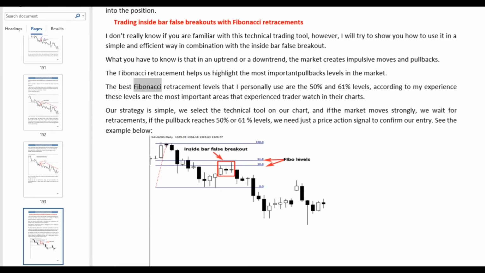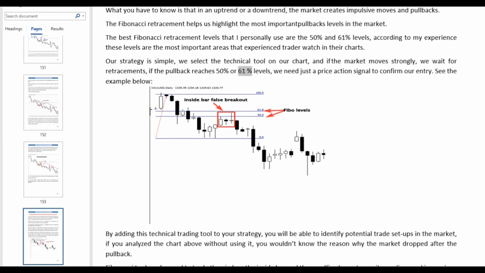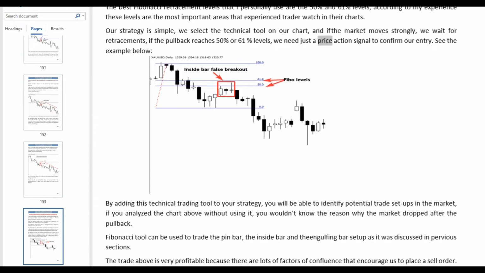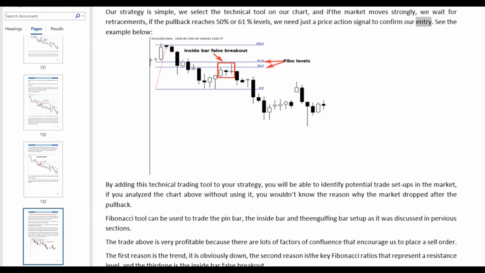The best Fibonacci retracement levels that I personally use are the 50% and 61% levels. According to my experience, these levels are the most important areas that experienced traders watch in their charts. Our strategy is simple: we select the technical tool on our chart, and if the market moves strongly, we wait for retracements. If the pullback reaches 50% or 61% levels, we need just a price action signal to confirm our entry. See the example below.